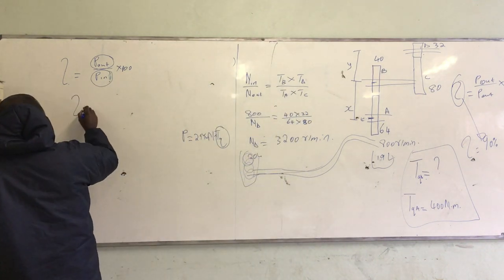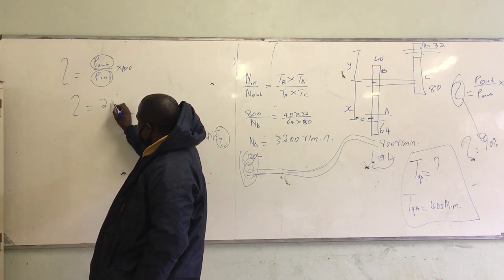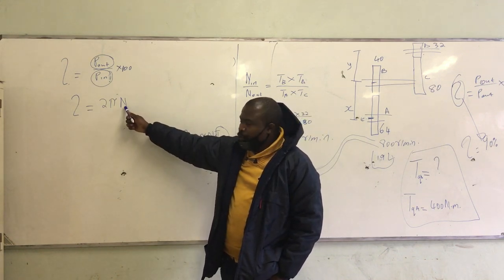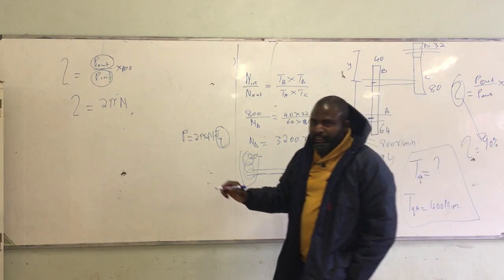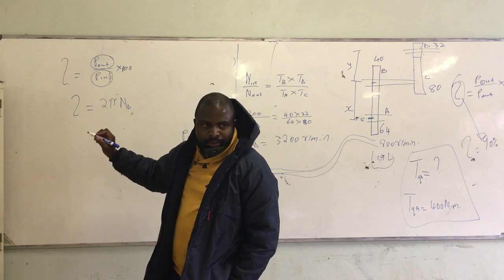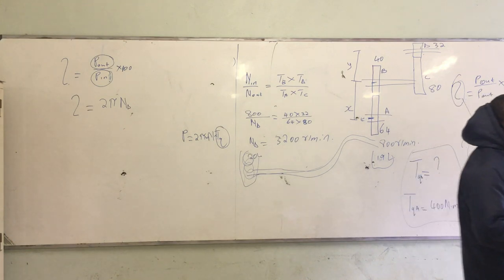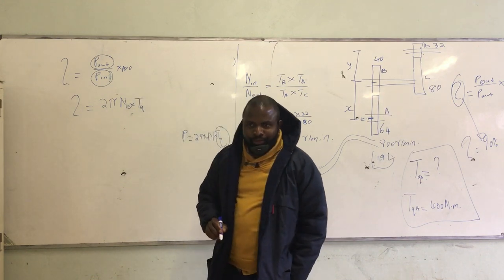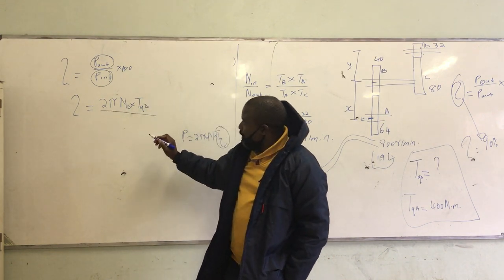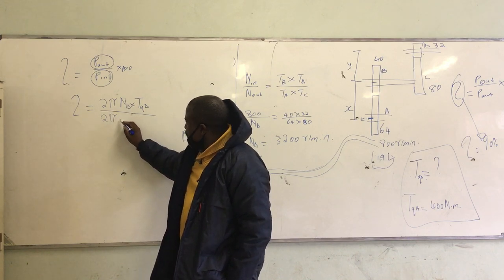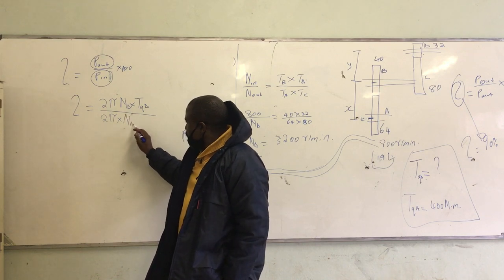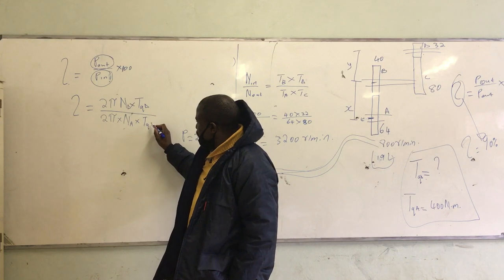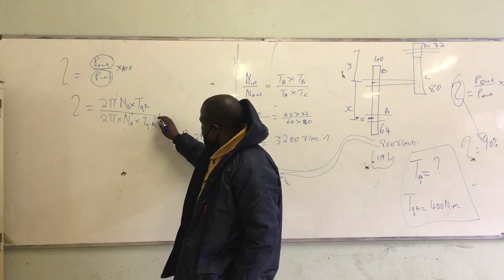Okay, let us substitute. Efficiency is equal to power out, which will be 2 pi N. Which N is this one? For which gear or for which shaft? For gear D. Why? It's because at D is where there is our output power, right? Where there is our load. Times torque. Which torque? Torque at D. All over 2 pi times N A, times 400. T at what? A. At A, times 100.